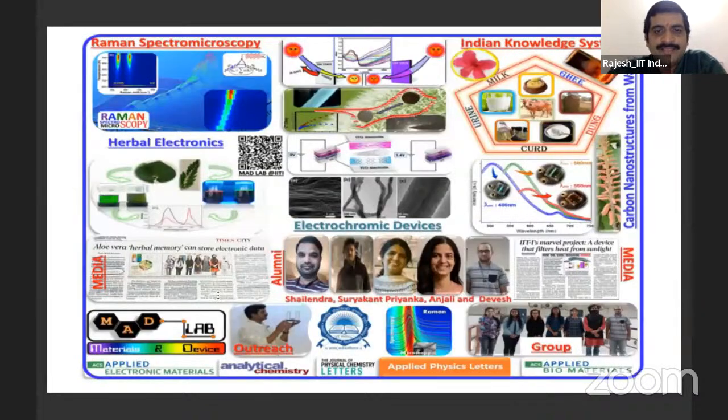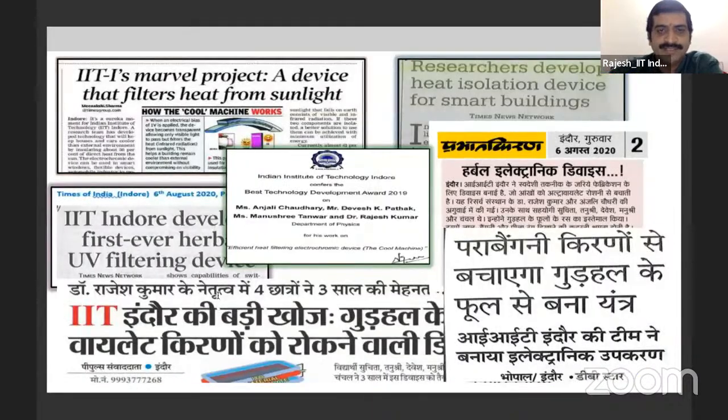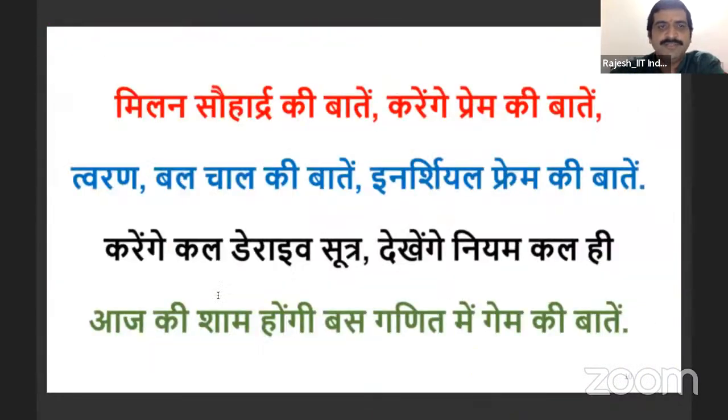This is the summary which Vimal ji just mentioned. What are the things that we do? We do Raman spectromicroscopy and electrochromic devices, and some other stuff as exploration, so that we can reach newer domains. Again, these are all advertisement.